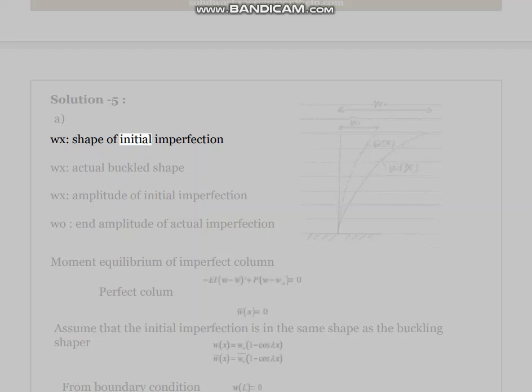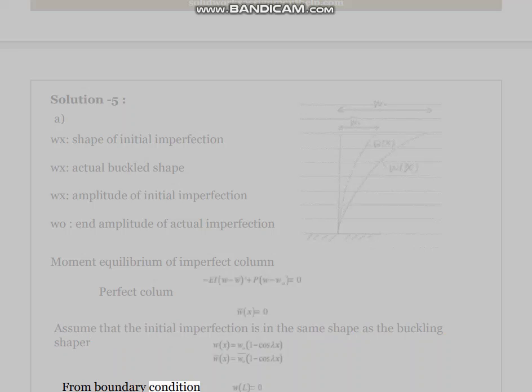Solution 5. w0(x), shape of initial imperfection; w(x), actual buckled shape; w0, amplitude of initial imperfection; w, end amplitude of actual imperfection. A. Moment equilibrium of imperfect column, perfect column. Assume that the initial imperfection is in the same shape as the buckling shape.